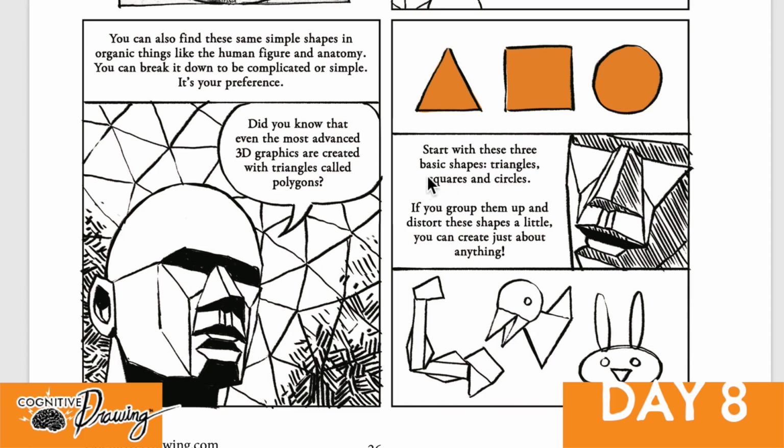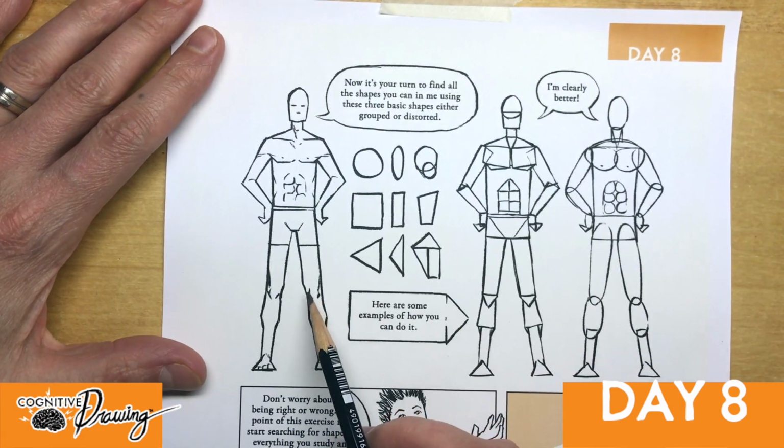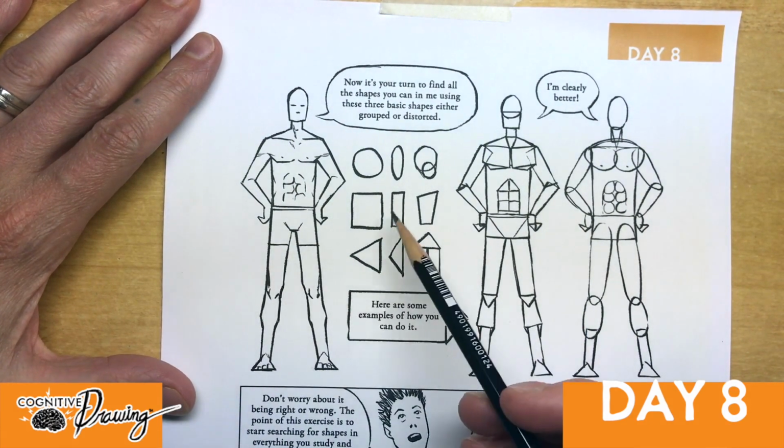Start with these three basic shapes: triangles, squares, and circles. If you group them up and distort these shapes a little, you can create just about anything. Well, I think you can create anything, basically. Here's a flexed arm. Here is a strange looking bird head and bird body. We could add more to it to make it a full bird. Here's a little cartoony bunny looking shape. We have these amazing looking drawings of a guy made out of shapes.